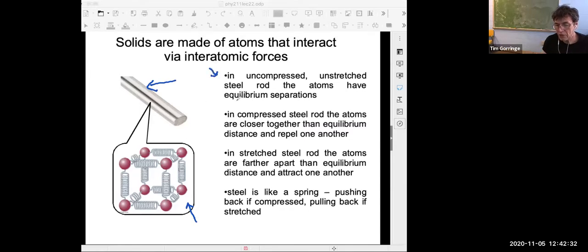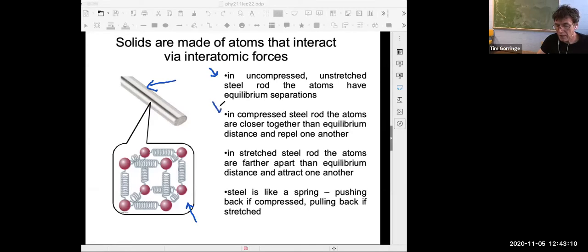And let's just walk through some features of our model. So supposing I'm neither compressing nor stretching the steel rod, and the steel rod is at its equilibrium length. It's neither stretched nor compressed. The atoms inside the steel rod, or the molecules inside the steel rod, if I could peer into that steel rod, they would be at their equilibrium separations, their natural separations between one another. So that's when you're neither compressing nor stretching the steel rod.